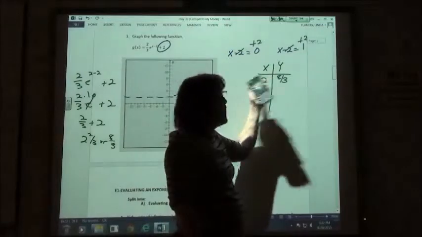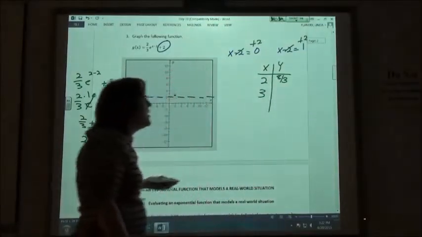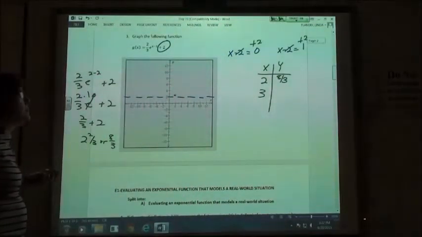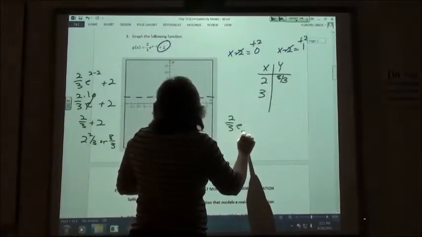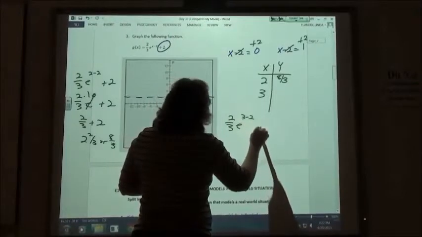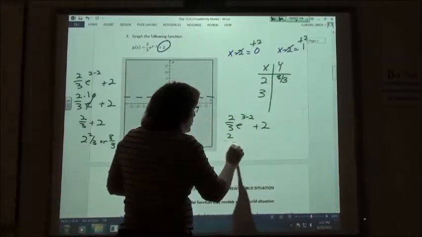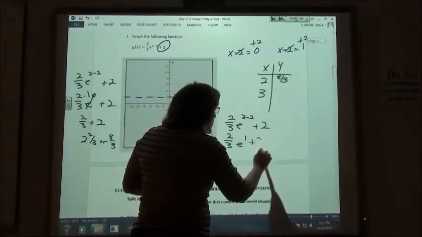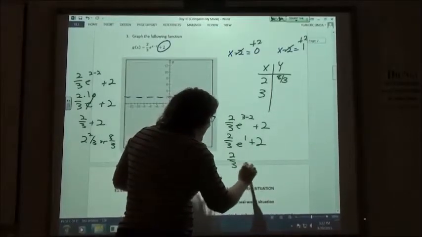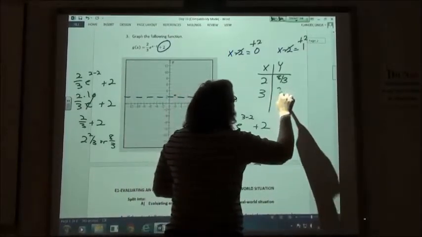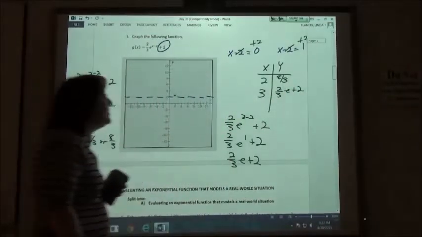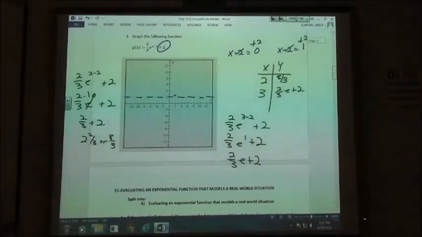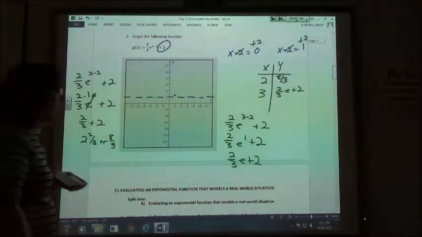Again, you're going to do the plot point tool and let the computer put it on there so it gets in the exact spot it should be. Then we're going to put the 3 in there. 2/3 e to the 3 minus 2 plus 2. So 2/3 e to the first plus 2, which is 2/3 e plus 2. That's what you're going to type in, and make sure that the e goes behind that 2/3. That's what you're going to type in for the y value of your point, and you're going to let the software plot that for you.